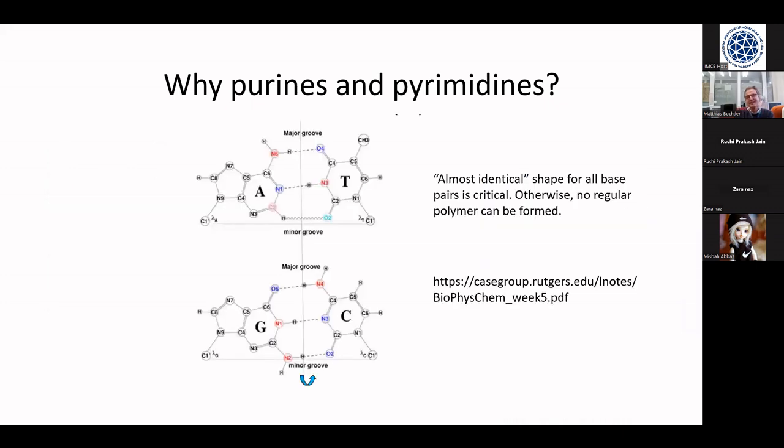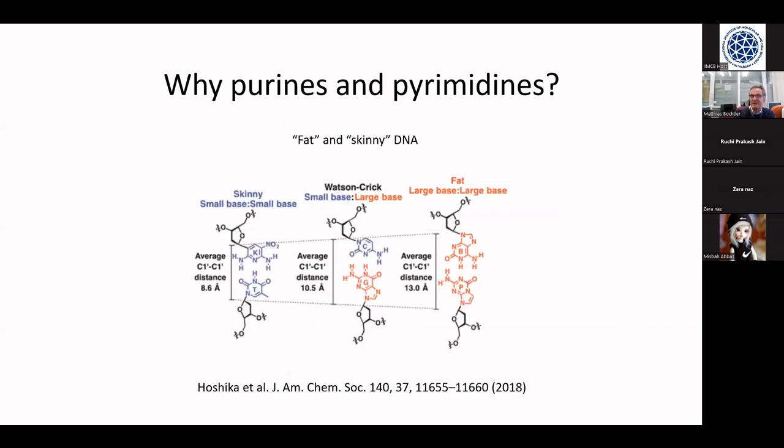It's illustrated here. You see that the shape of an AT pair and of a GC pair are very, very similar. Note the position, I don't know whether you see my mouse, of the C1 of the ribose or deoxyribose, which is basically in the same place everywhere. Also note that if you swap the A and T or you swap the G and C, you still have pretty much the same shape. So all four base pairs have roughly the same shape, and that is very useful to make regular polymers.